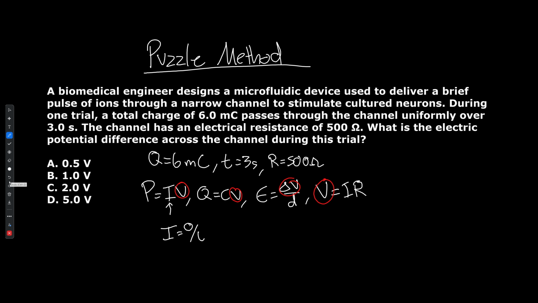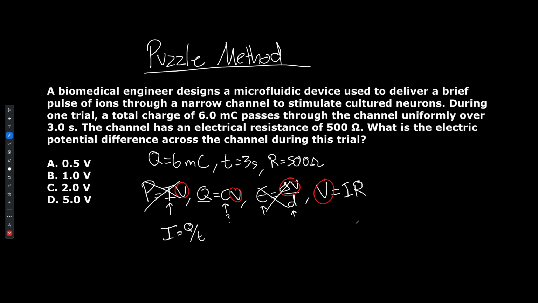We do have a way to solve for current. It is charge over time. I gave you charge, but we're missing capacitance. So maybe this one will work as well. That's the other variable that we're missing. I did not give you an electric field, and I didn't give you a distance. So basically, we're not going to use that one.